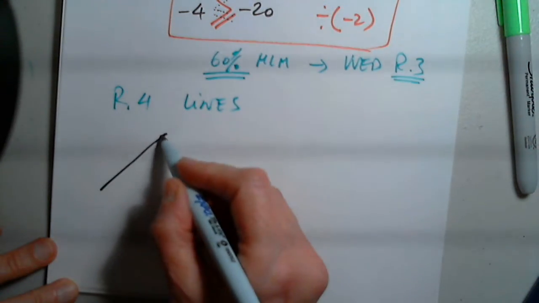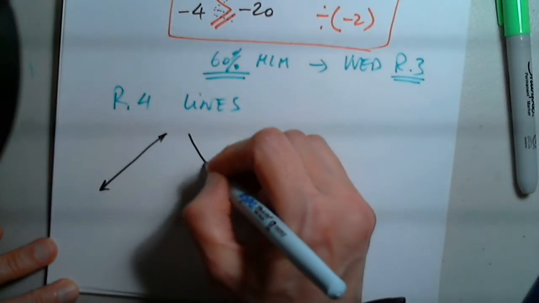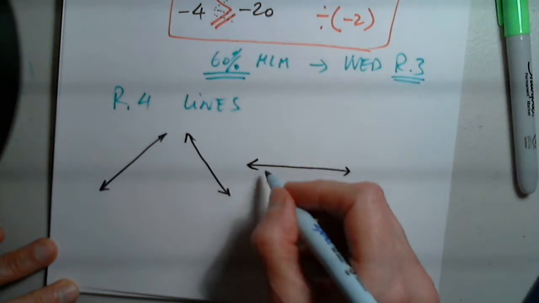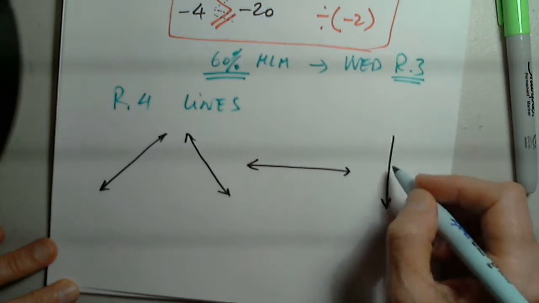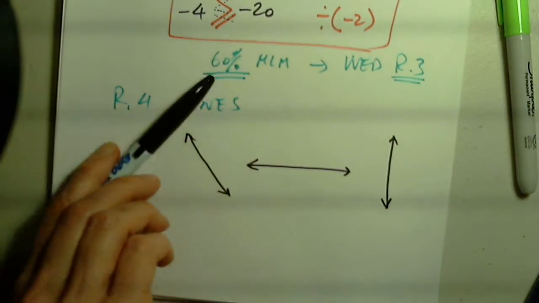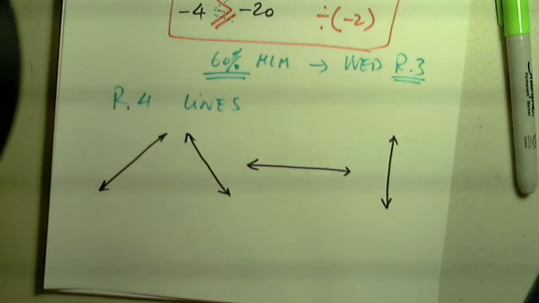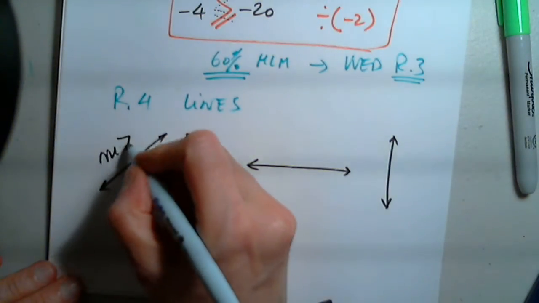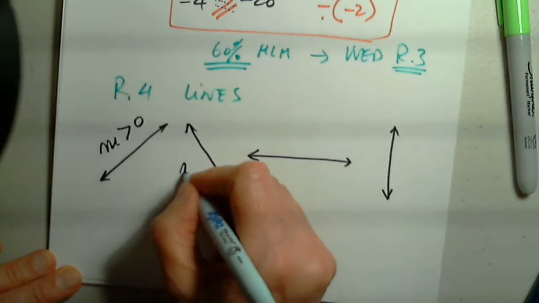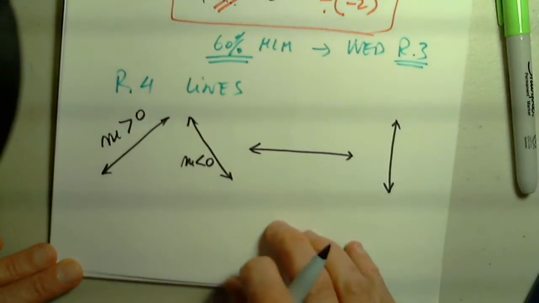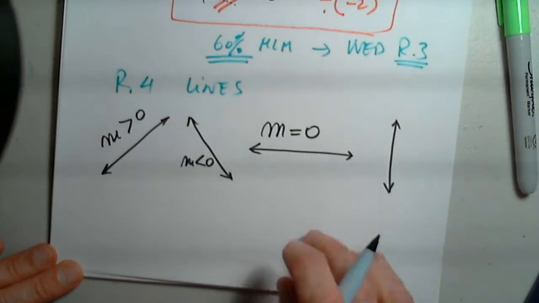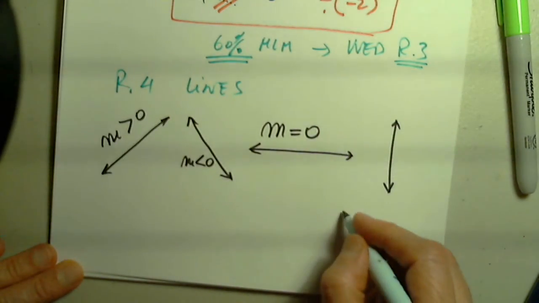Lines, first of all, we have 4 different types. This line increases from left to right. This has a positive slope. This one decreases from left to right, so it has a negative slope. This one is the easiest to walk on, so obviously the slope is 0. And this one has no slope.